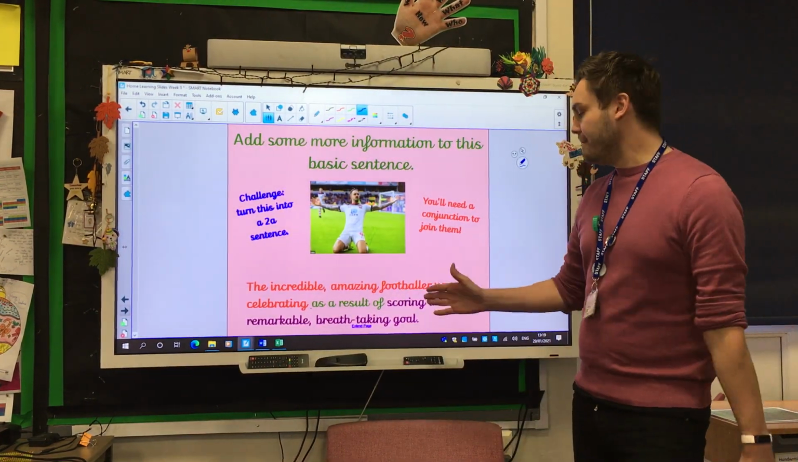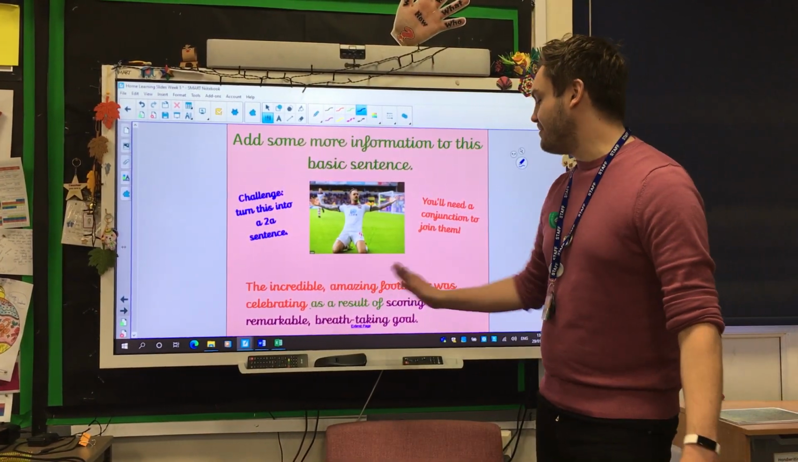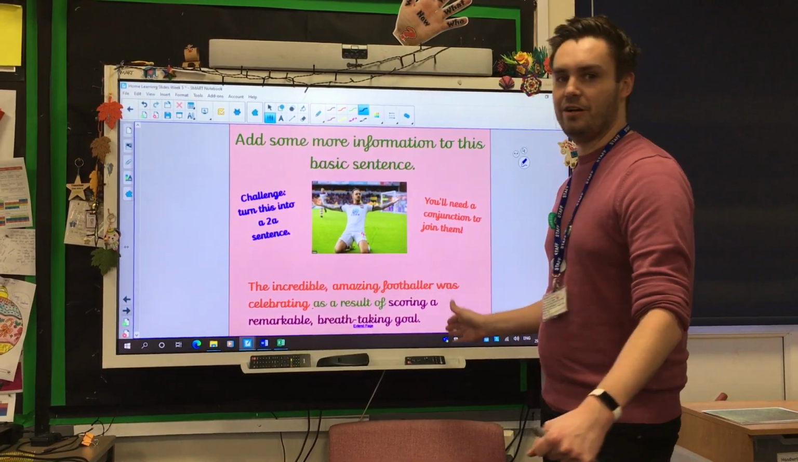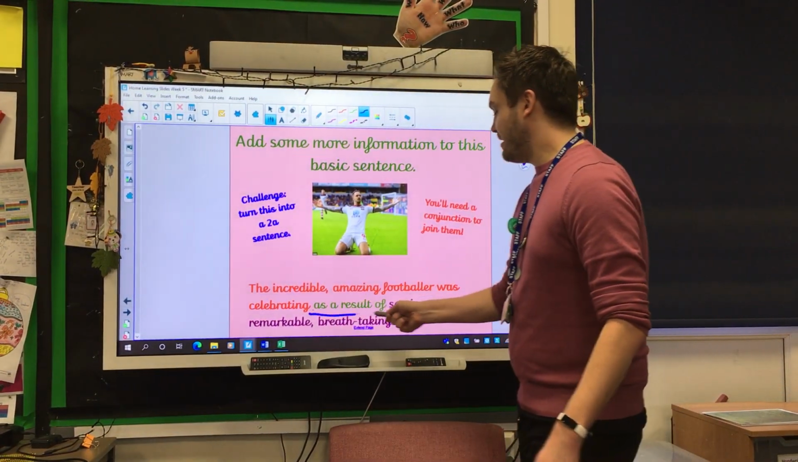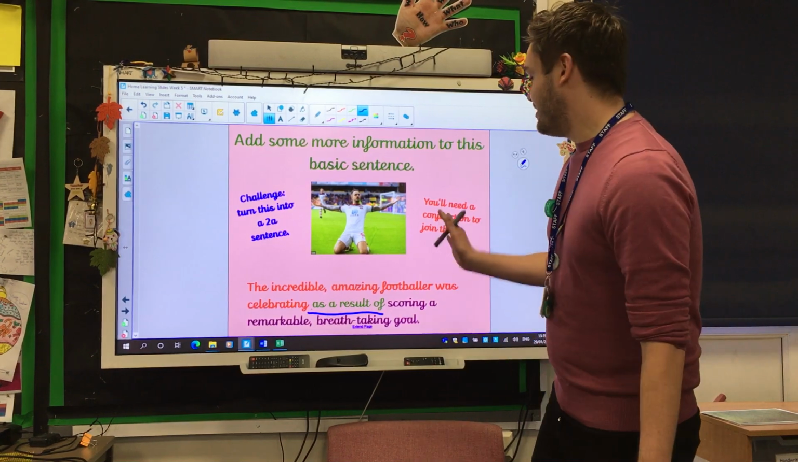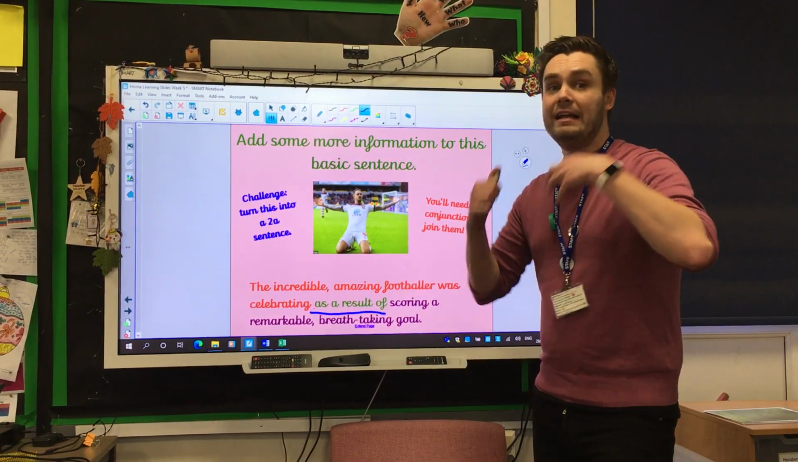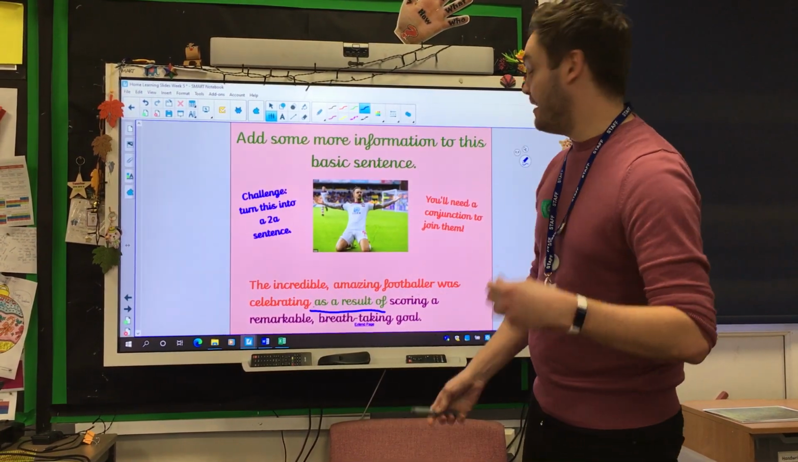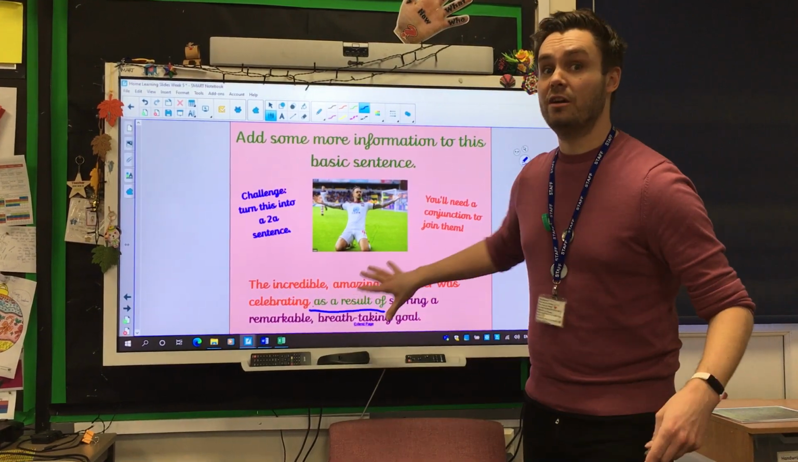The incredible, amazing footballer was celebrating as a result of scoring a remarkable, breathtaking goal. There's your conjunction, as a result of, another word for because. Scoring a remarkable, breathtaking goal is providing that extra bit of information that has been opened up by you using that conjunction in the middle.